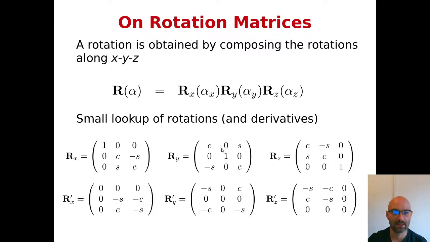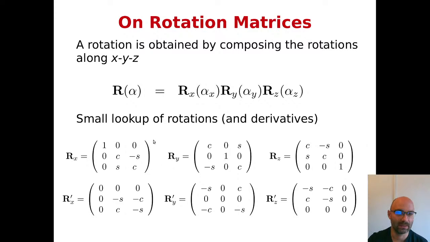Just for your convenience, I added to this slide a lookup of how these matrices are written. This is a rotation matrix along the x, and you can see that it keeps the x-axis, the points along the x stay where they are, and only the points along the y and the z change. C denotes cosine of alpha, and S denotes sine of alpha. Equivalently, the rotation matrix along the y leaves the y component unchanged, because if you rotate along an axis, the coordinates along that axis don't change. And equivalently, this is the rotation along the z.